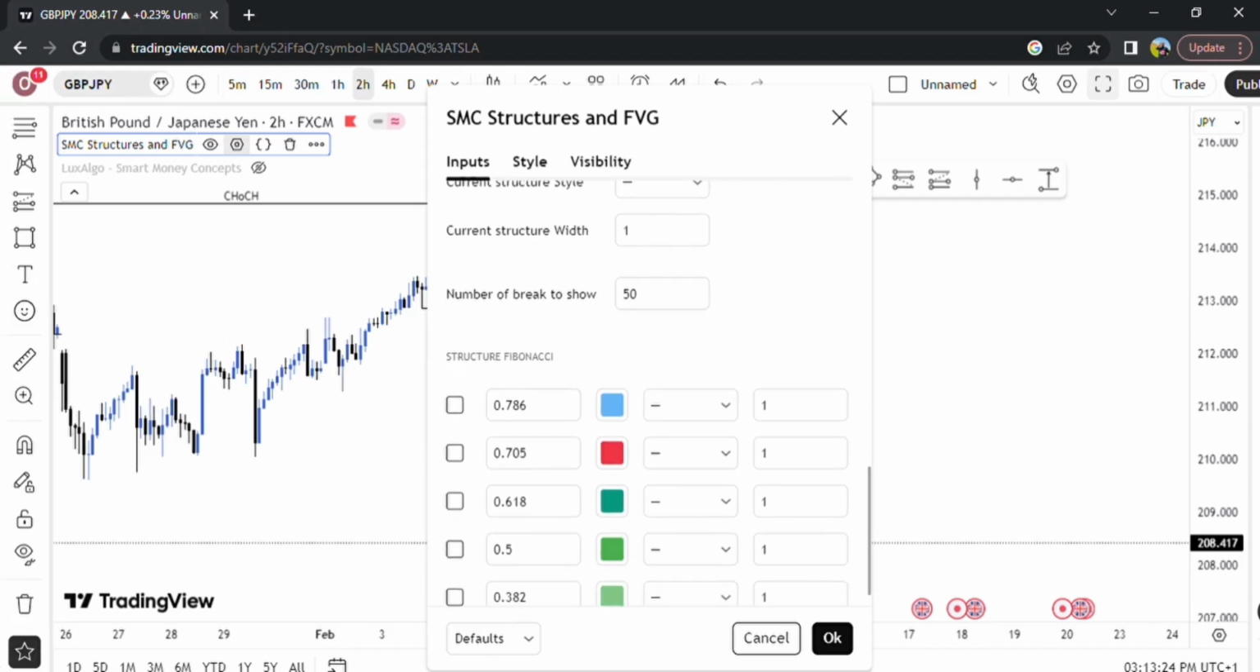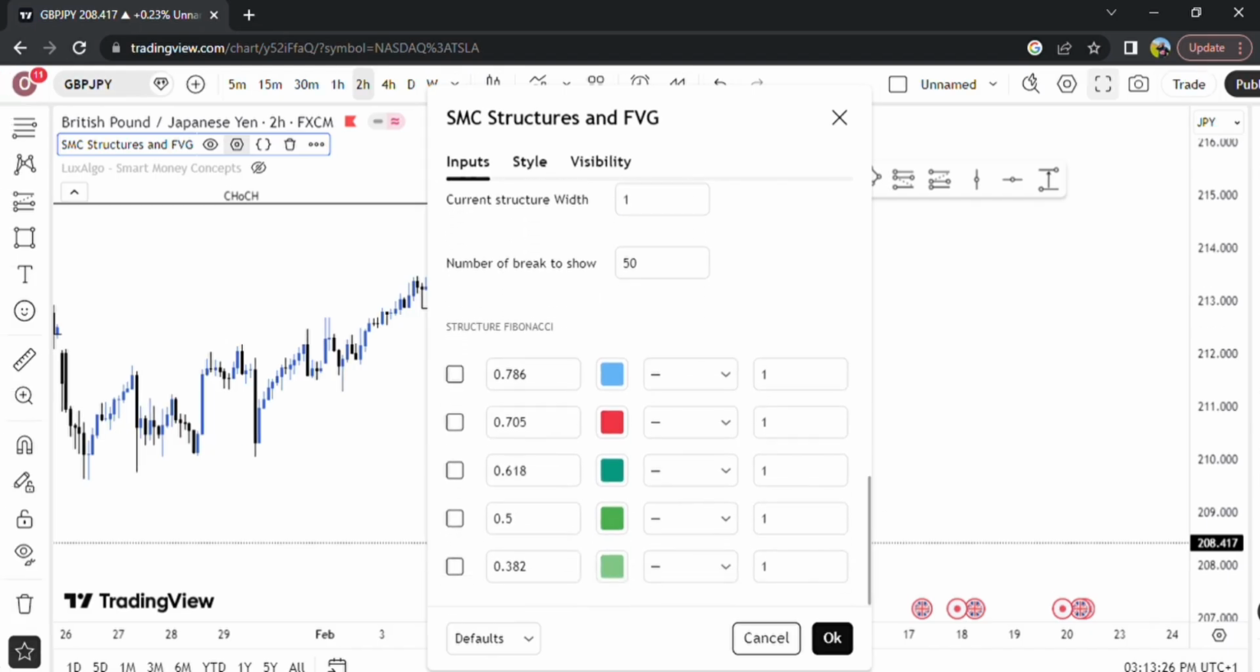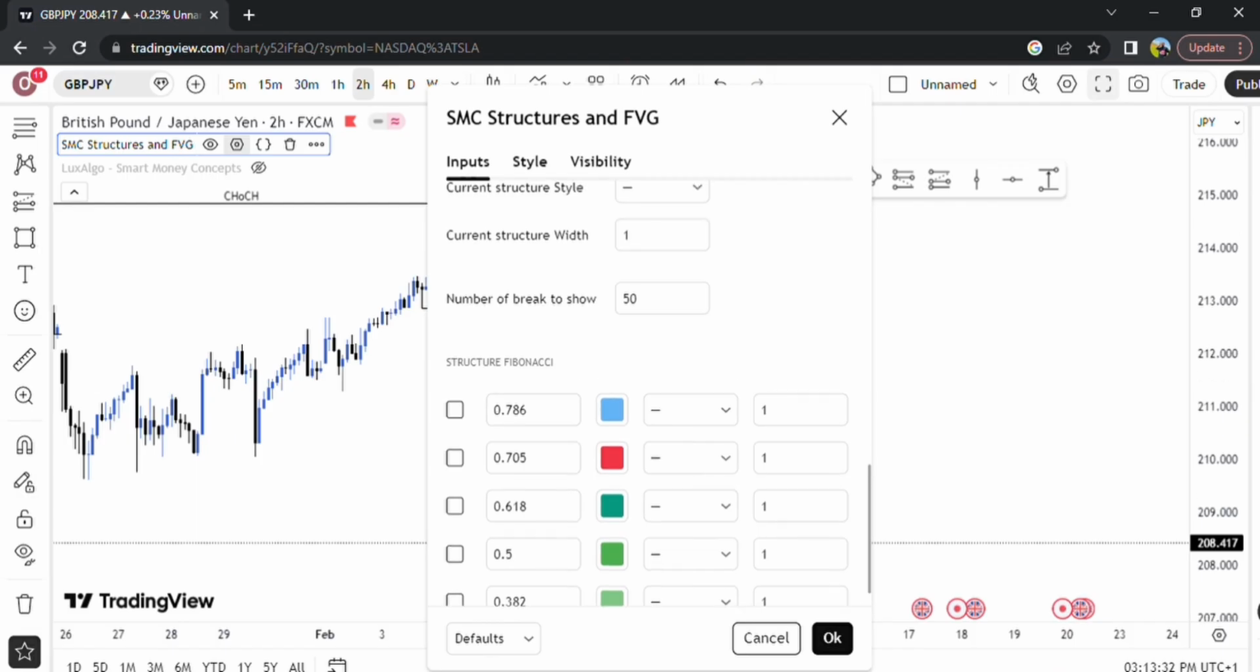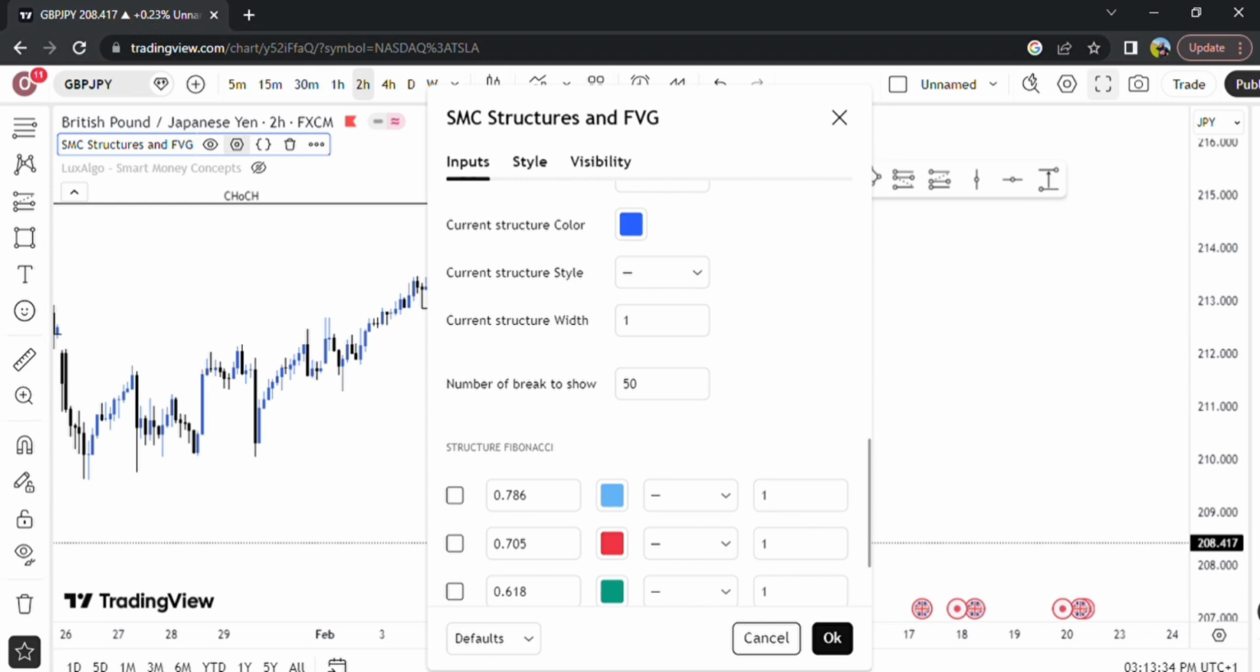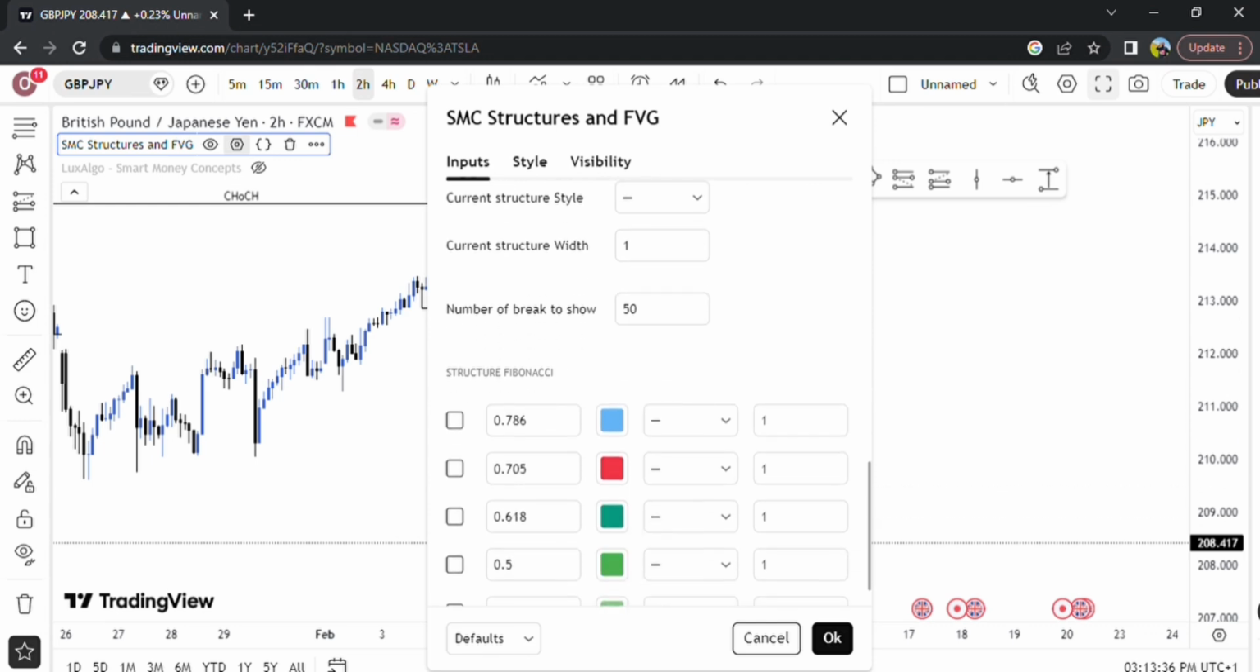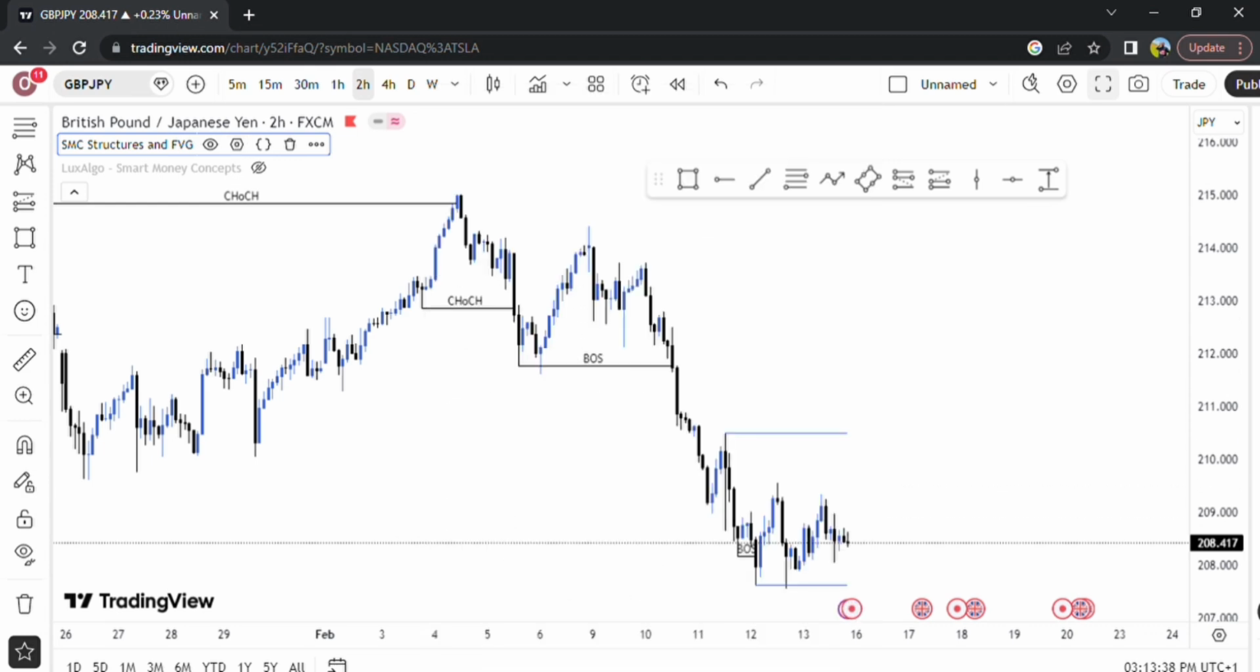If you like, you can input your Fibonacci to help you know when we are in premium or discount. Remember, we sell at premium and we buy at discount. Okay, now let's continue. Press OK.